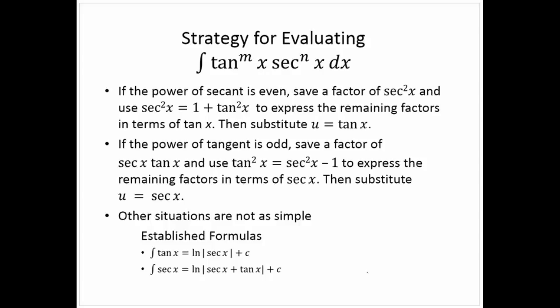If the power of tangent is odd, we save a factor of secant x times tangent x, noticing that that's the derivative of secant x. And again, we use that same identity just in a different form. Tangent squared x is equal to secant squared x minus 1.